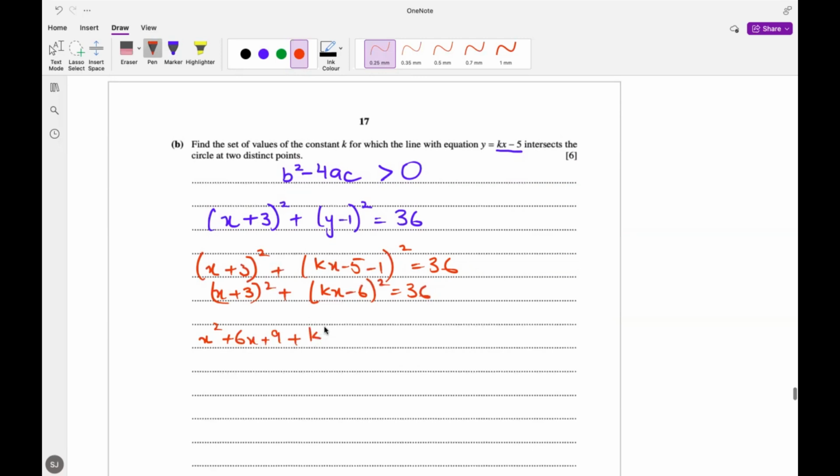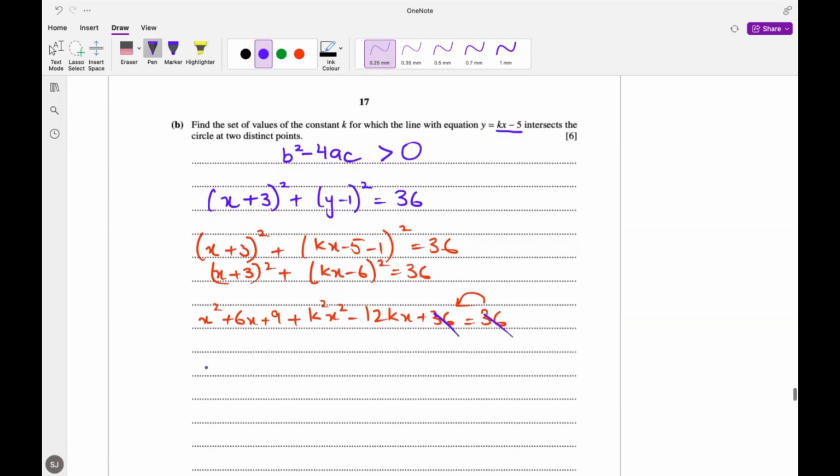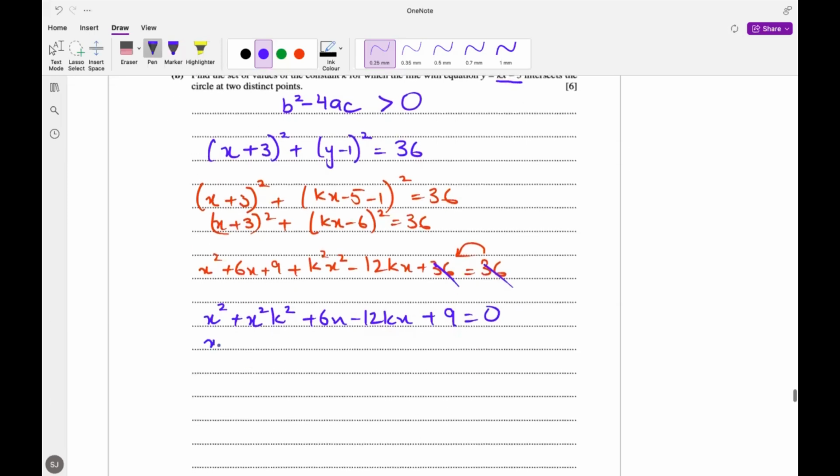Now expanding both of the brackets, we'll get x squared plus 6x plus 9. And over here, it will become k squared x squared minus 12kx plus 36 equals 36. So when we bring this 36 to this side, it will cancel out. We can now rearrange our equation and put the x squared terms together. So this will be x squared plus k squared x squared plus 6x, and the other x term was minus 12kx, plus 9 equals 0. So taking x squared common, this will become (1 plus k squared), and taking x common from over here, this will become (6 minus 12k), and this is plus 9.